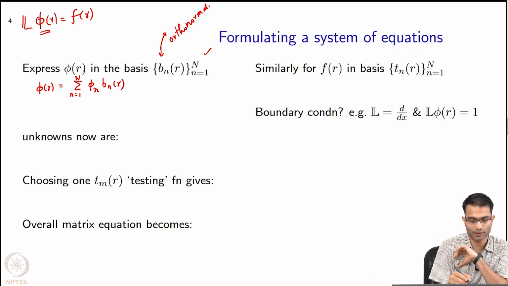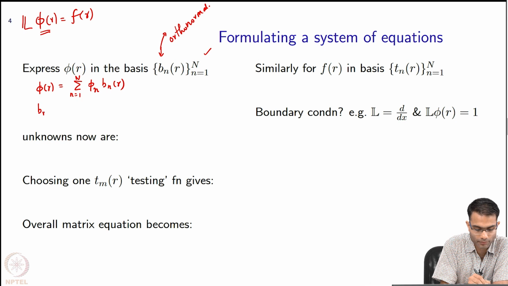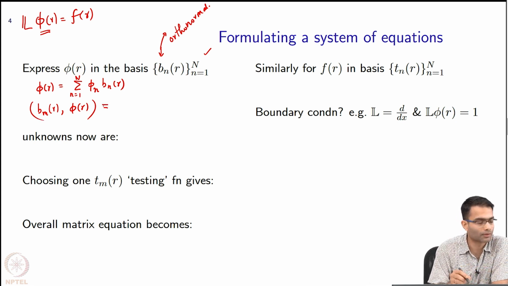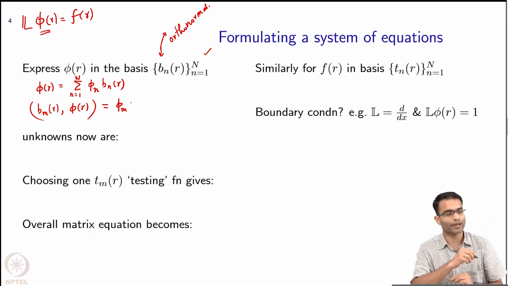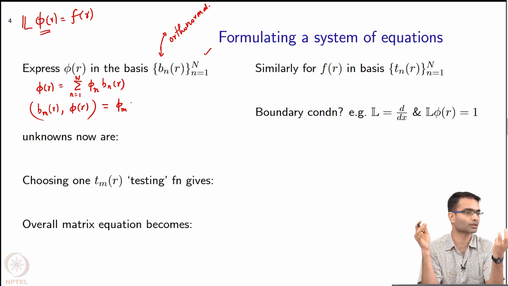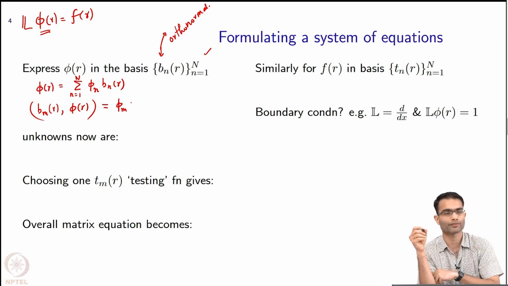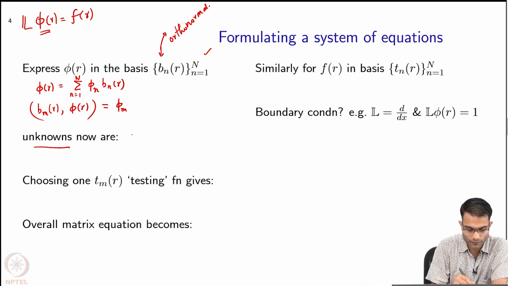To find phi n, what should I do on both sides? Take an inner product with what? Which basis function? Some other one, right. If I take the inner product with Bm of r on both sides, since they are orthonormal, which is the term that survives? Phi n. In other words, take my function phi and project it along each of these basis vectors, and find the length of these projections. That is what I have reduced my problem to. So, the unknowns now are my phi n.